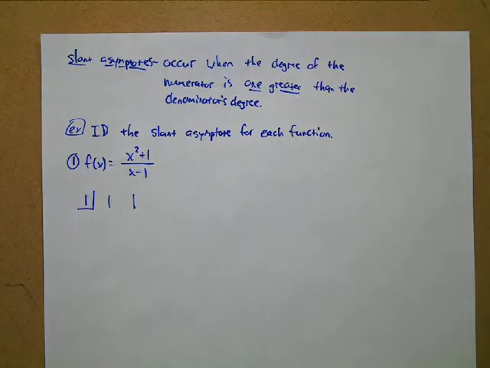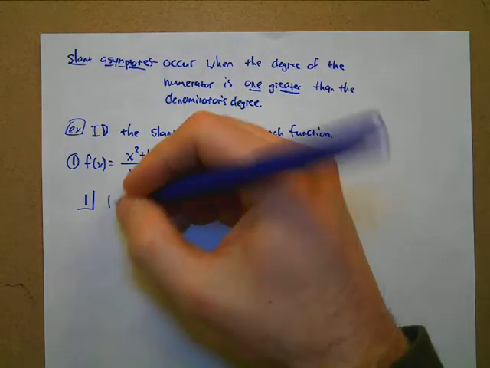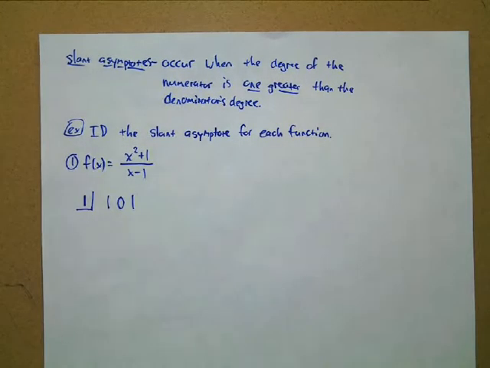All right, so we'll drop the 1 down. 1 times 1 is 1. 1 plus 0 is 1. 1 times 1 is 1. 1 plus 1 is 2. Okay, it doesn't divide evenly.